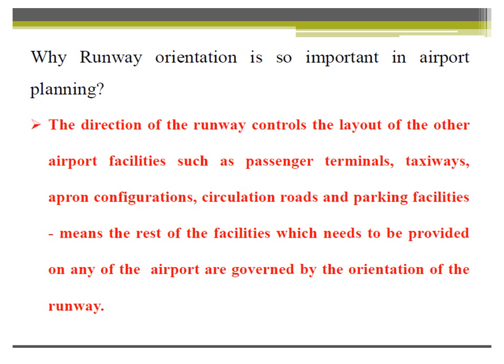The direction of the runway controls the layout of the other airport facilities such as passenger terminals, taxiways, apron configurations, circulation roads and parking facilities. It means the rest of the facilities which need to be provided on any airport are governed by the orientation of the runway.